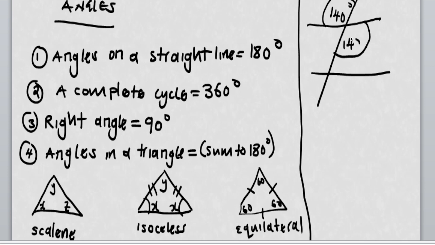This will also be 140. Then this is a straight line. Angles on a straight line, they add up to 180. So 180 minus 140 is 40. This is also a straight line. So 180 minus 140, this will equally be 40 degrees.